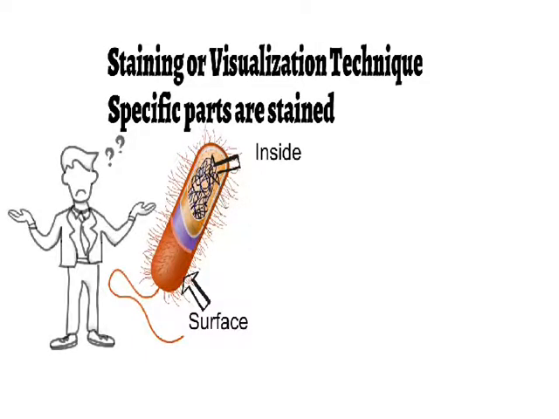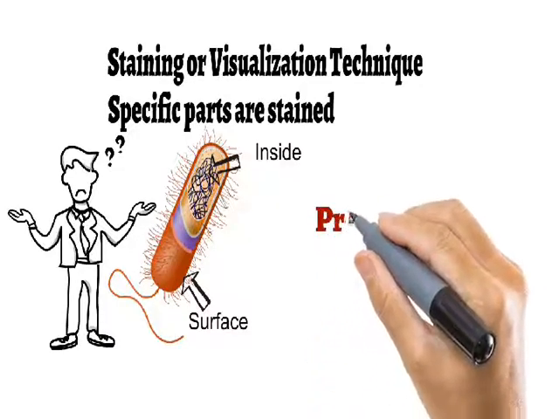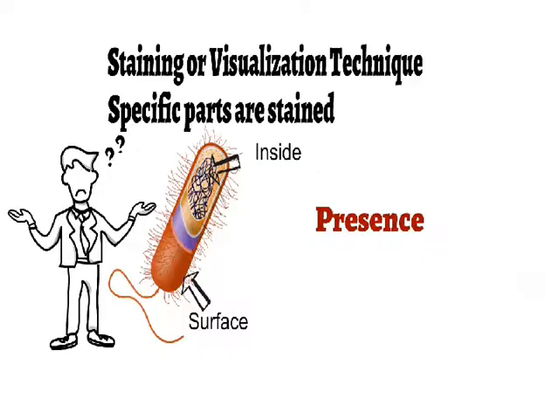So what can we achieve by staining only specific parts or molecules of a particular cell? One thing we can check is whether that particular molecule is present or not inside the cell. So we can check its presence. And the other thing, if that particular molecule is present in the cell, is its exact location, or we can say how it is distributed throughout the cell.